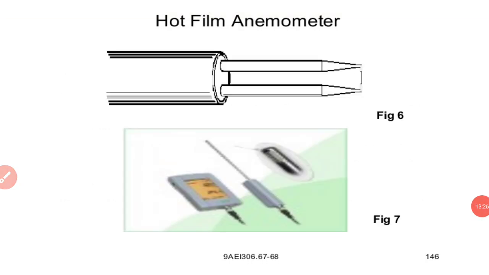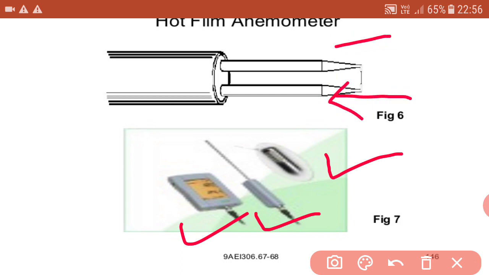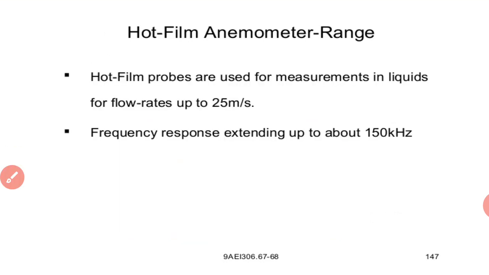Now we can see this is the hot film anemometer, and this is the commercially available hot film anemometer. We can see these two are the probes. These are hot film anemometers, and they are used in commercial markets.